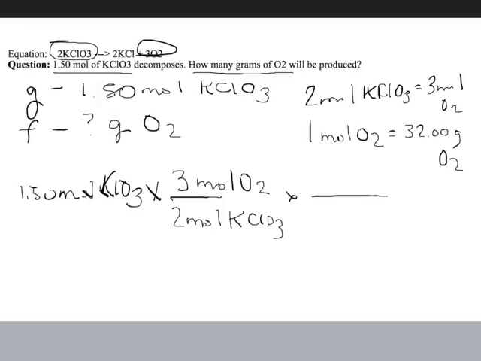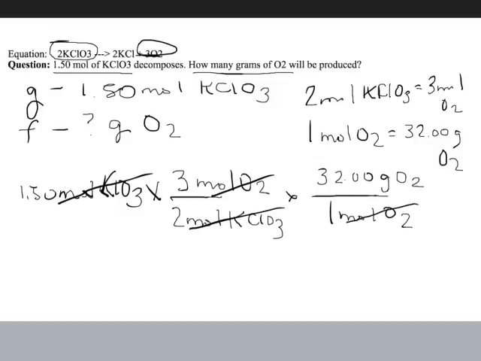Now it would like me to express my final answer in grams of oxygen, and I need to cancel out moles, so that means I can go ahead and cancel that here. I need to plug this in with 32.00 grams in the numerator because I'm trying to end in grams, and 1 mole of oxygen in the denominator because I'm trying to cancel moles of oxygen. I'm ready to crunch numbers.